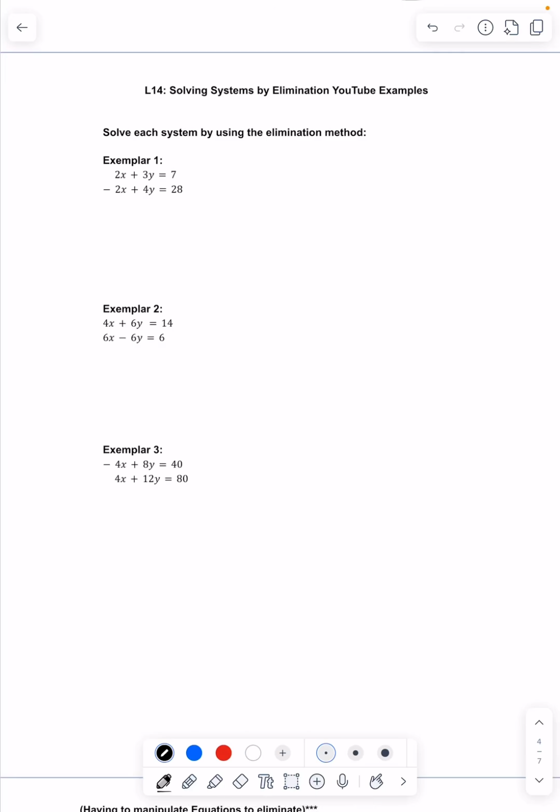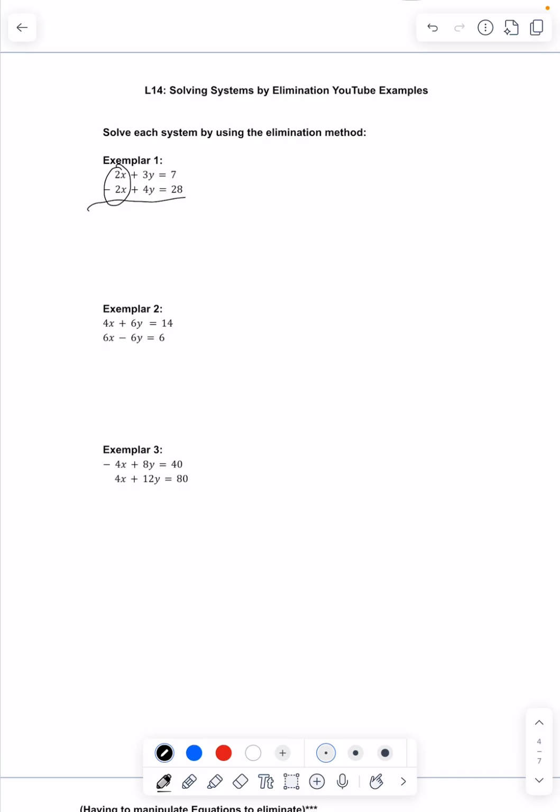Alright guys, so for this video we're going to be reviewing how to solve systems of linear equations using the elimination method. So when it comes to the elimination method, the main thing that we're looking for is looking at the two systems of linear equations and seeing if any of the two variables have opposites or inverses of each other. So in this case, the first one, we could see that the x's are opposites of each other. They're inverses. We have a positive 2x and a negative 2x.